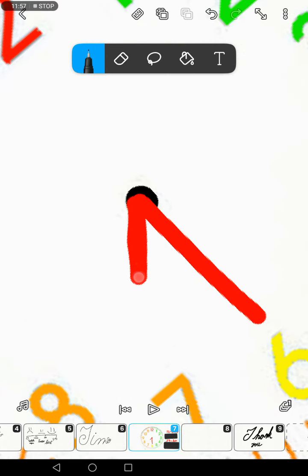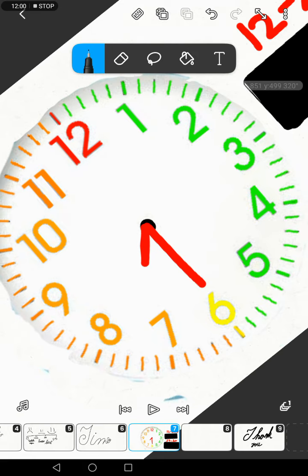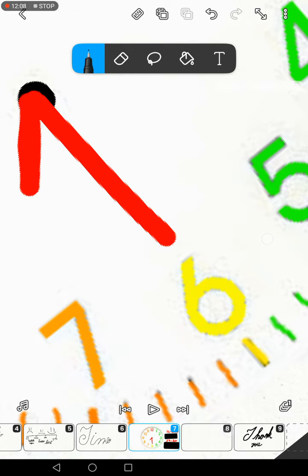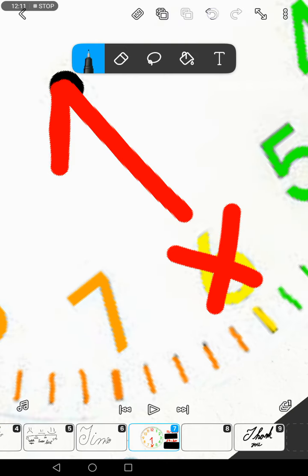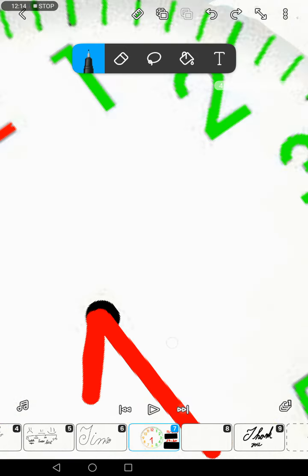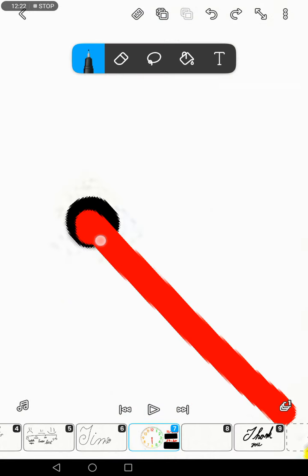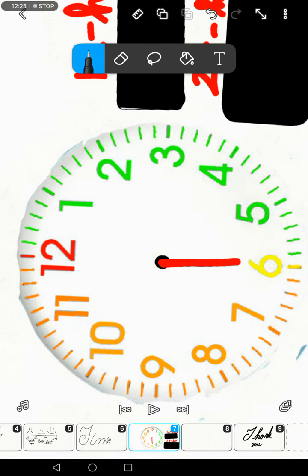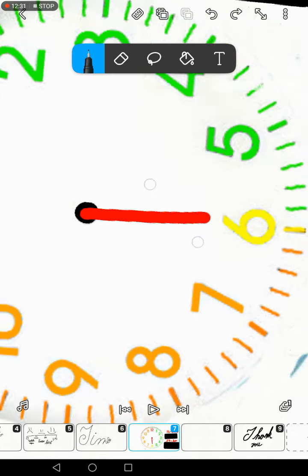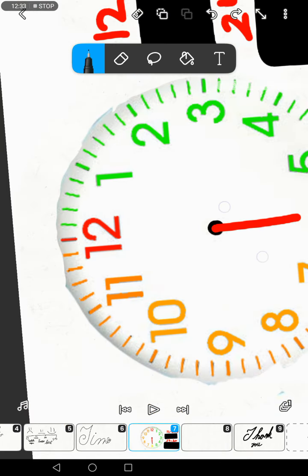Then what is the time now? We call it 7:30. We shouldn't say 6, we should say 7. So we call it 7:30. When the minute hand is pointing at 6, it should be half past.